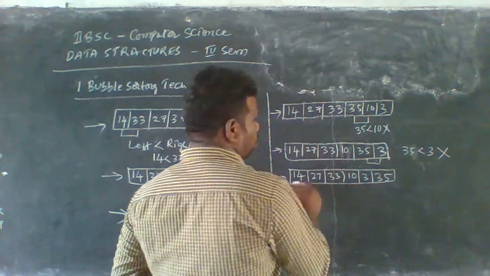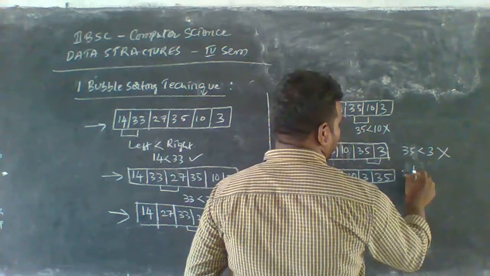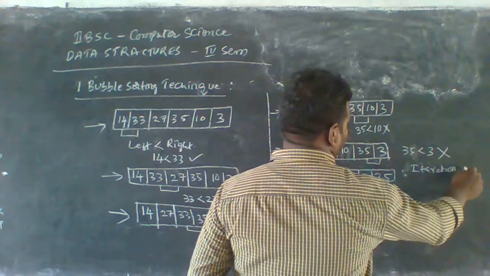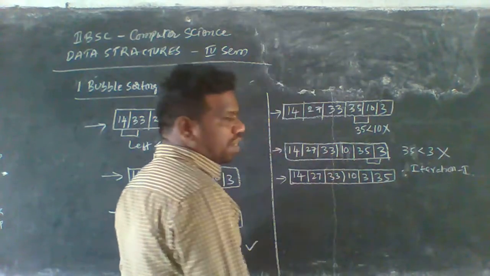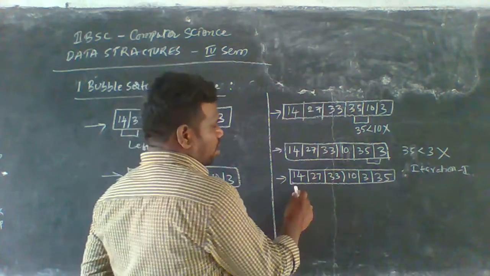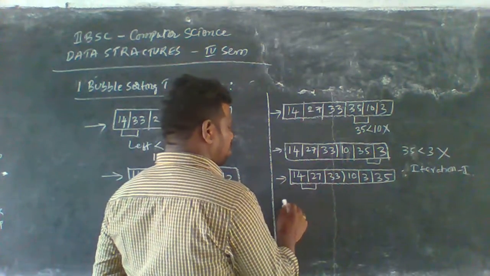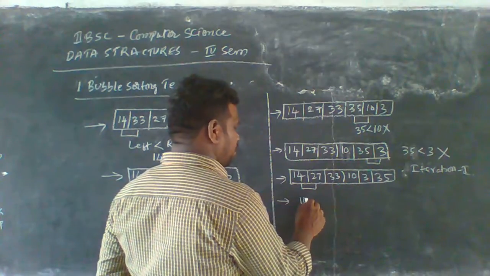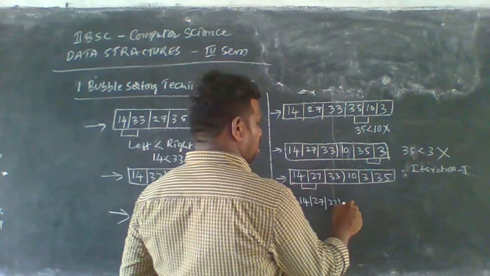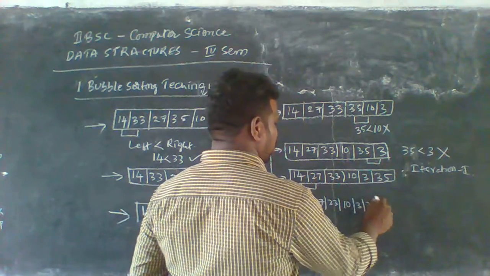So one iteration is completed here, but we have to check again for the rest of the elements. The first two elements will be the same here. That's why we have 27, 33, 10, 35 here.